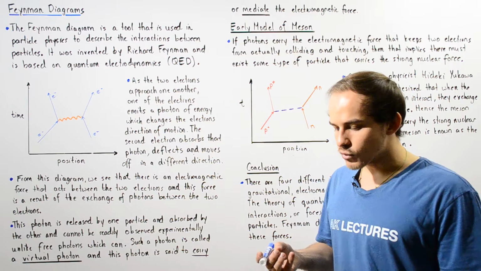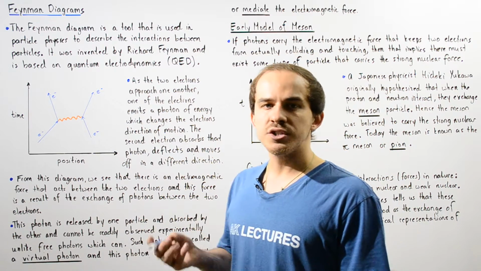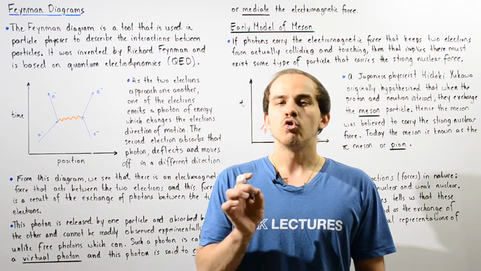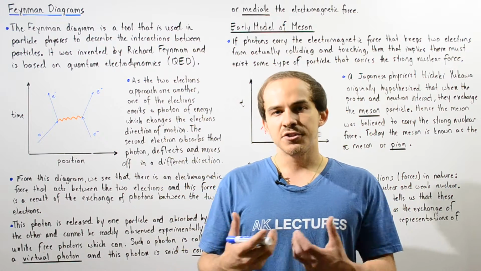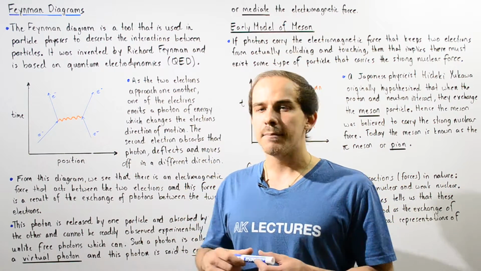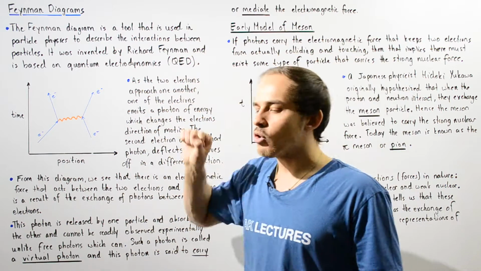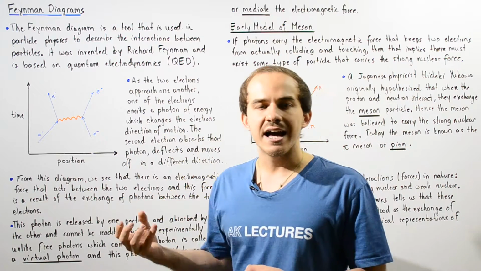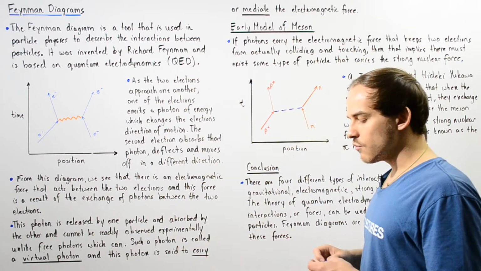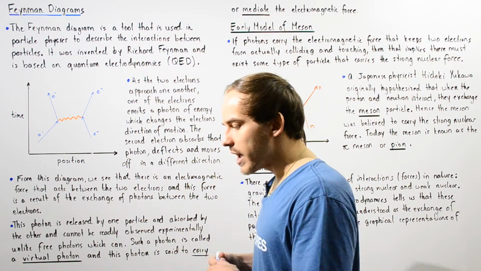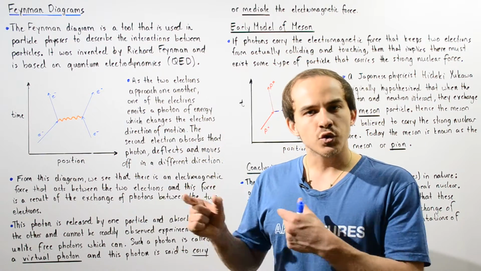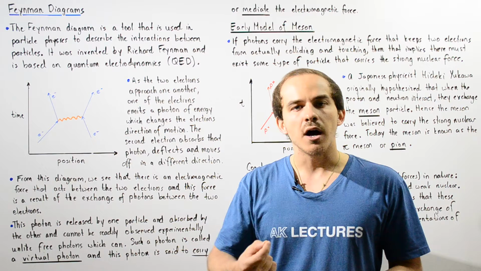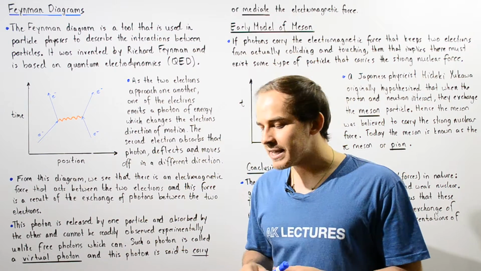So the Feynman diagram is basically a tool that is used in particle physics, and it was invented by the American physicist Richard Feynman, and it came from the theory of quantum electrodynamics known as QED. Now, quantum electrodynamics is basically a theory that incorporates quantum mechanics and the special theory of relativity. And the Feynman diagram is basically used to describe the way that particles interact with one another on the subatomic level in a quantum mechanical way.